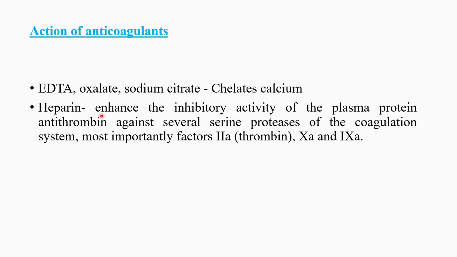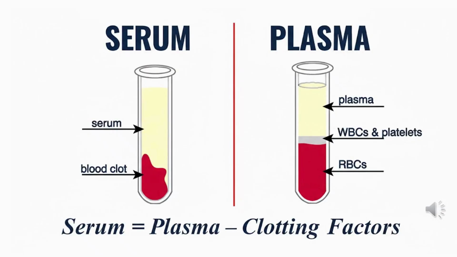Heparin acts through a different mechanism. It enhances the inhibitory activity of the plasma protein antithrombin, which in turn inactivates several serine proteases of the coagulation system, most commonly factor IIa or thrombin, Xa, or IXa. Through these mechanisms, anticoagulants help keep blood samples in a liquid state for laboratory analysis.